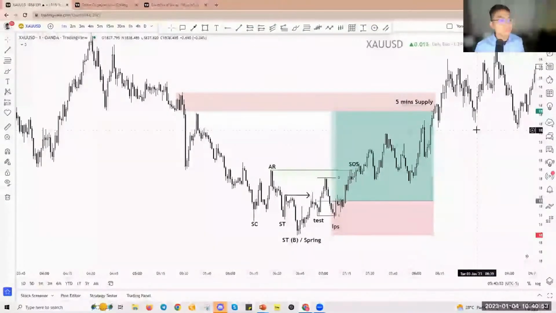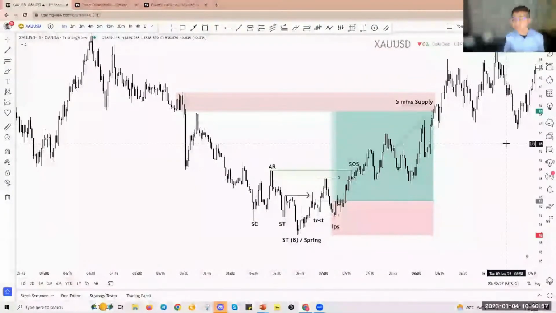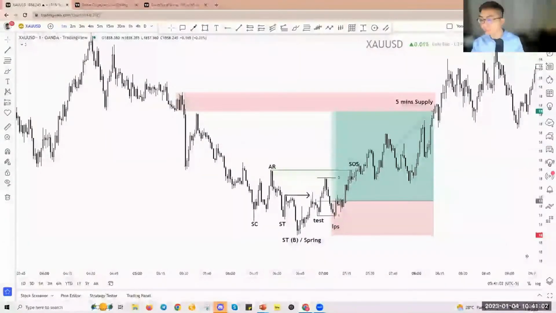Okay, any questions so far? Any more questions regarding the Wyckoff accumulation schematic before I move on to the distribution schematic, because it will get more confusing moving on from here.